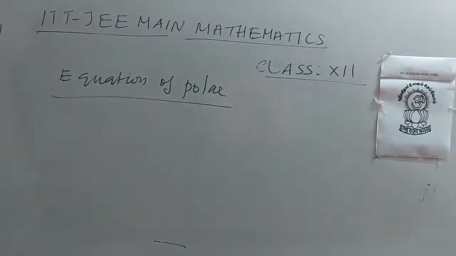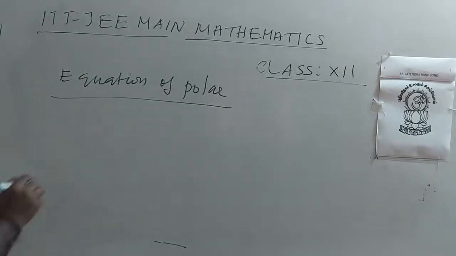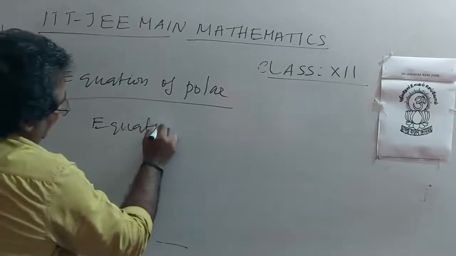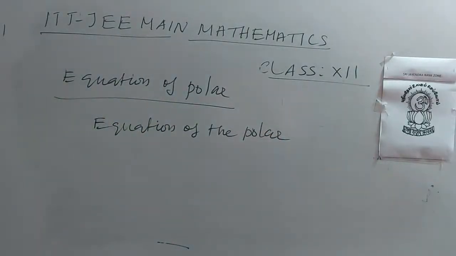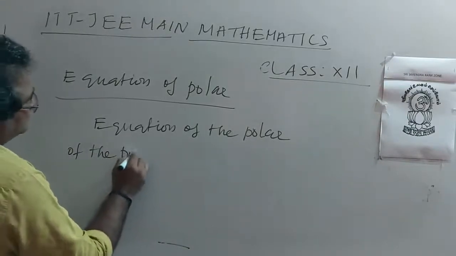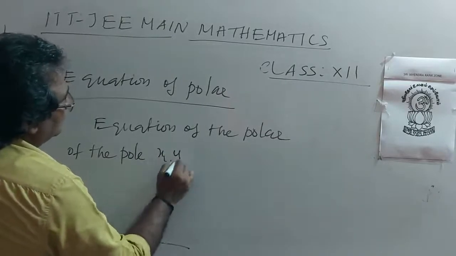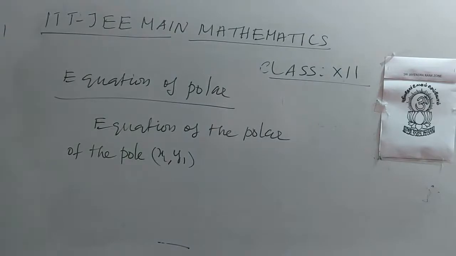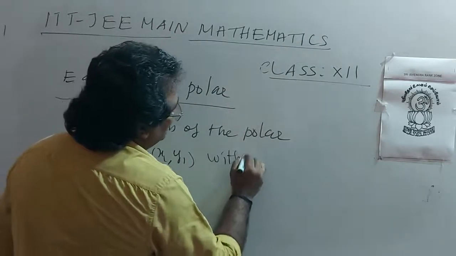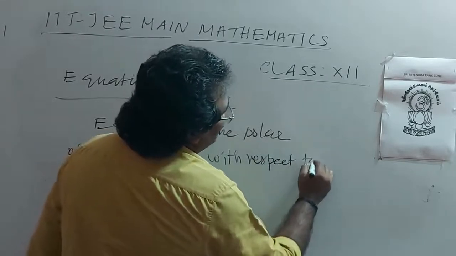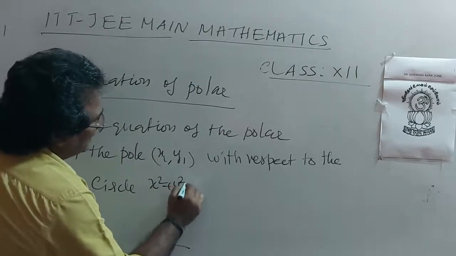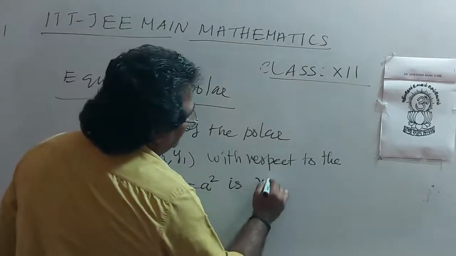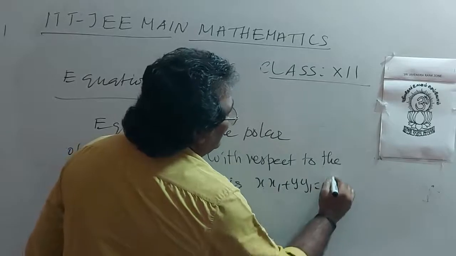Equation of polar. The equation of the polar of the pole (x1, y1) with respect to the circle x squared plus y squared equal to a squared is x x1 plus y y1 equal to a squared.